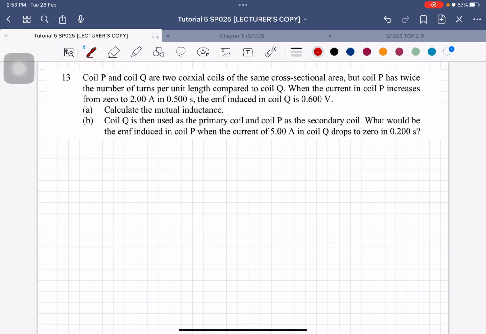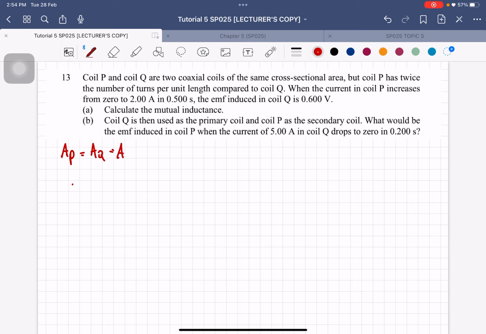Okay, wait a moment. So the area is the same. The area of these two are the same, so we could just label that as A, if needed. And then what else do we know?